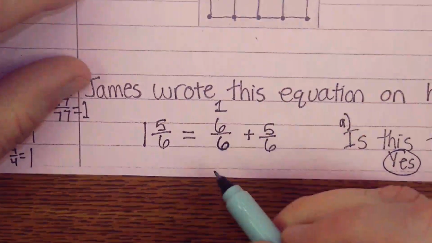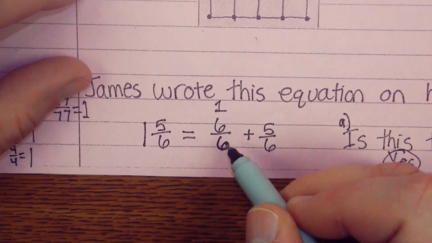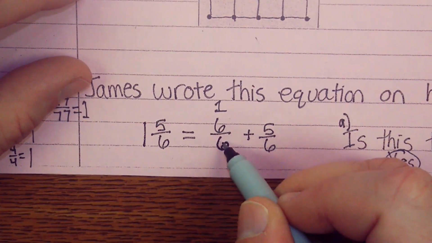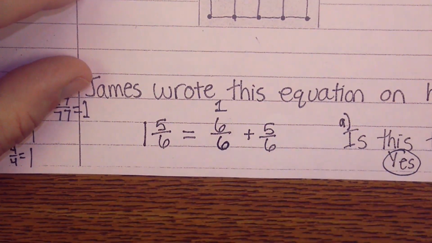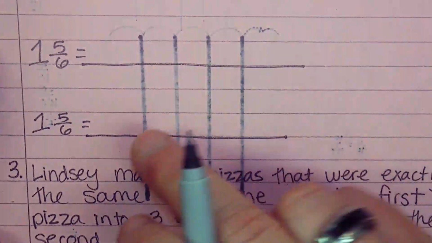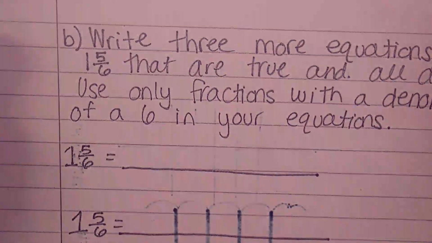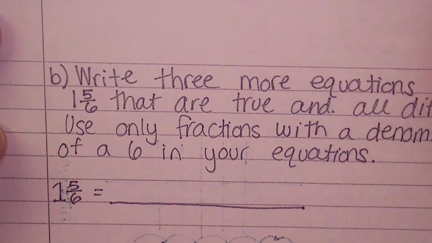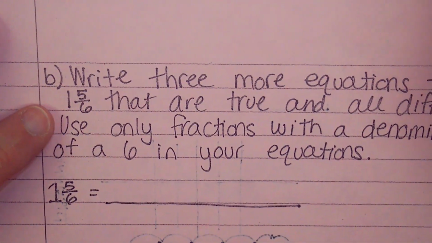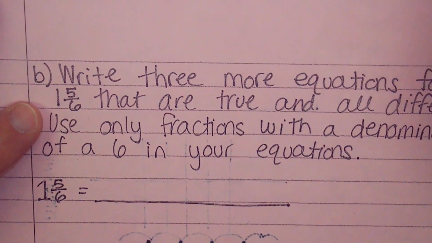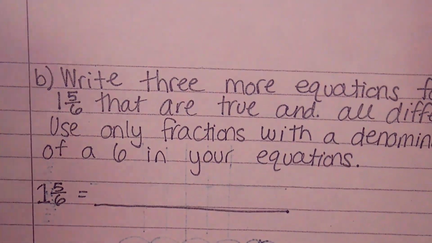So whenever you see something like this, 6/6, ooh, top and bottom both agree, that's the same as the number 1. Okay? Oh, it did bleed over a little bit, but that's okay. We'll try to ignore it as we go. Write 3 more equations for 1 5/6 that are true and all different.